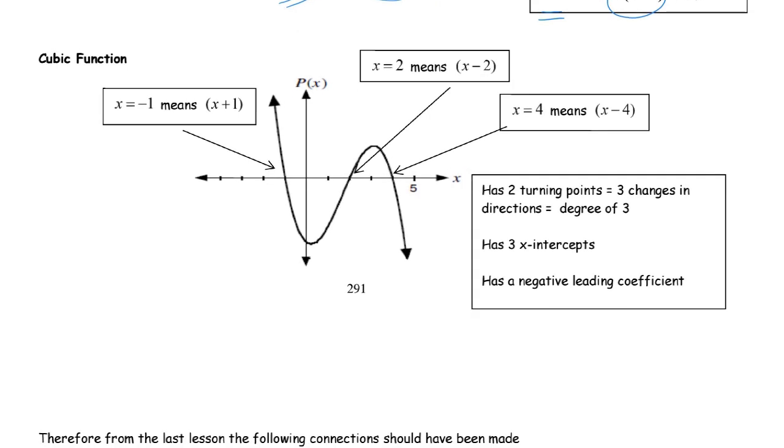So for our cubic here, if it goes through -1, that means x plus 1 is a factor. This one goes through x equals 2, so x minus 2 is a factor. Goes through x equals 4, so x minus 4 is a factor. This thing has 2 turning points, so it's going to be a degree 3. It's got 3 x-intercepts, and because the overall motion is down, I know that it's got a negative leading coefficient, even though I don't have the equation for it.